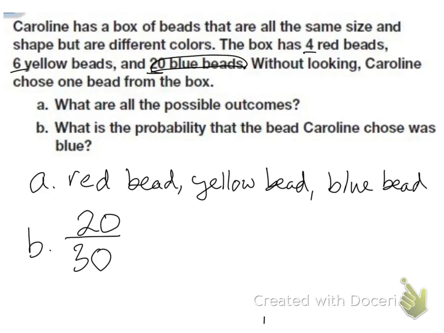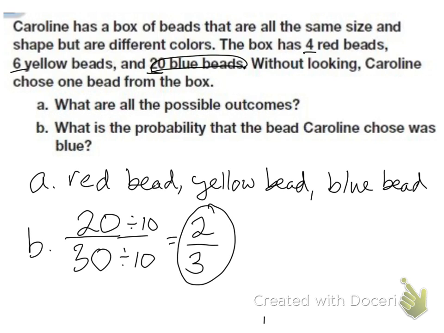So I don't like leaving fractions like this. I always want to reduce if I can. So I know I can divide both 20 and 30 by 10. 20 divided by 10 is 2, and 30 divided by 10 is 3. So the probability that the bead chosen is blue is 2/3. Okay, so after this point, when you see a fraction, you always want to reduce. Okay, always reduce your fractions, unless it tells you not to.